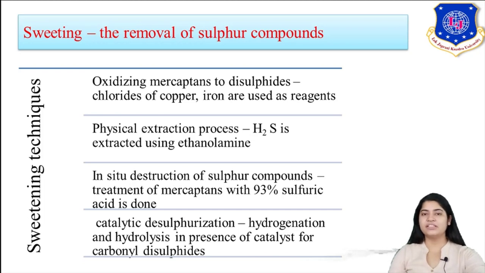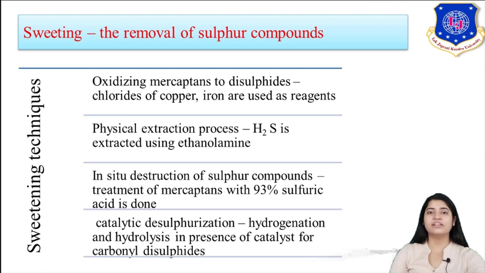So there are certain sweetening techniques. In this chapter we are totally talking about sulfur removal. The sweetening techniques are classified based on the mechanism. First is oxidizing mercaptans to disulfide. Disulfides are the most stable form of sulfur. Once your mercaptans are converted into disulfides, you can say your sour crude has been treated as a sweet crude.